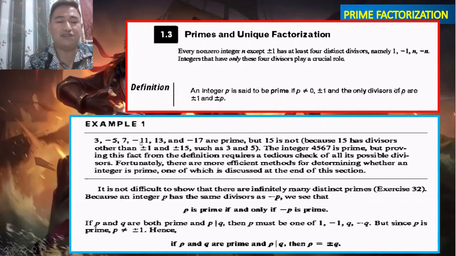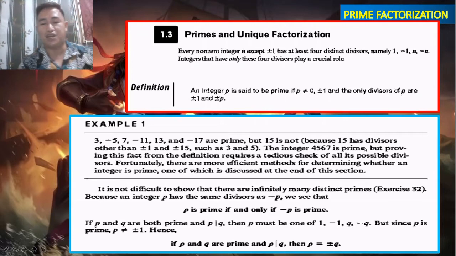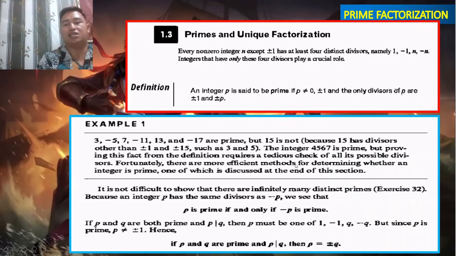Okay. So 3, negative 5, 7, negative 11, 13, and negative 17 are prime. But 15 is not. Ano man. Si 15 naman lang yung divisor. Diba? Such as 3 and 5. Dala si 3 o 5 yung divisors. Okay? The integer 4,567 is prime. But proving this fact from definition requires a tedious check. So, murag isod kayo check no kung prime bago ning 4,000 kapin.